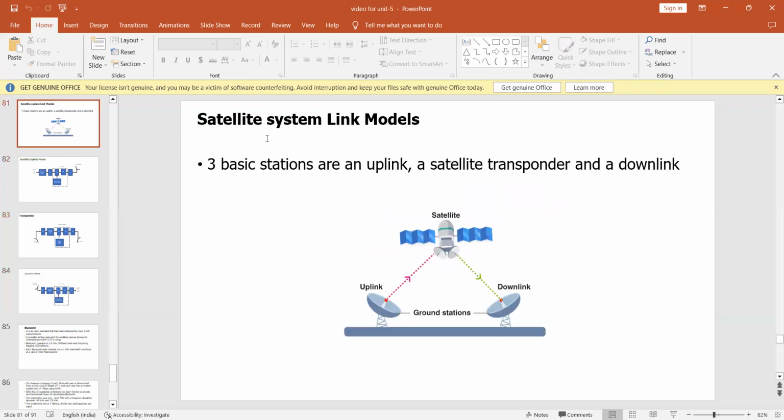The satellite system link model is a combination of uplink, satellite, and downlink. The uplink frequency is higher than the downlink frequency.